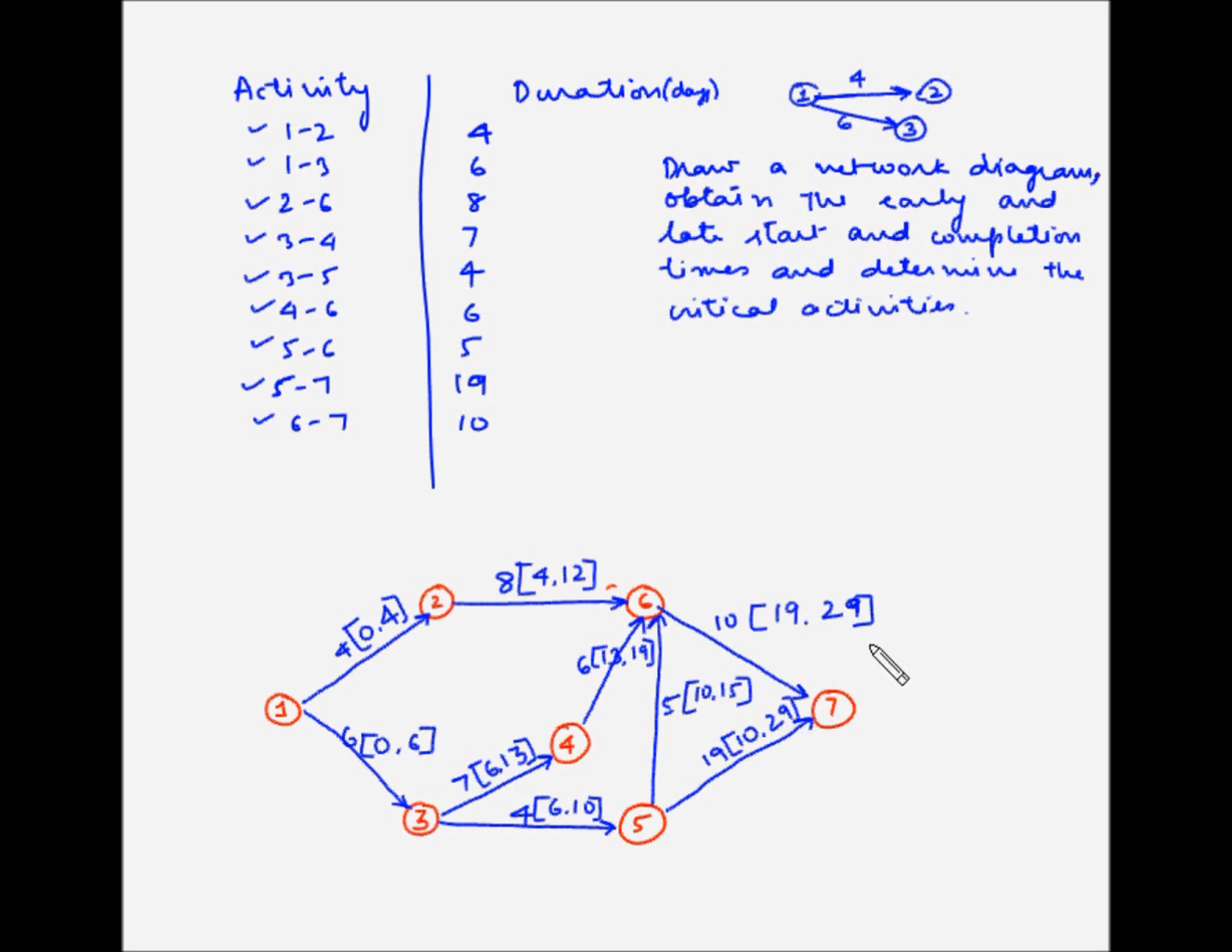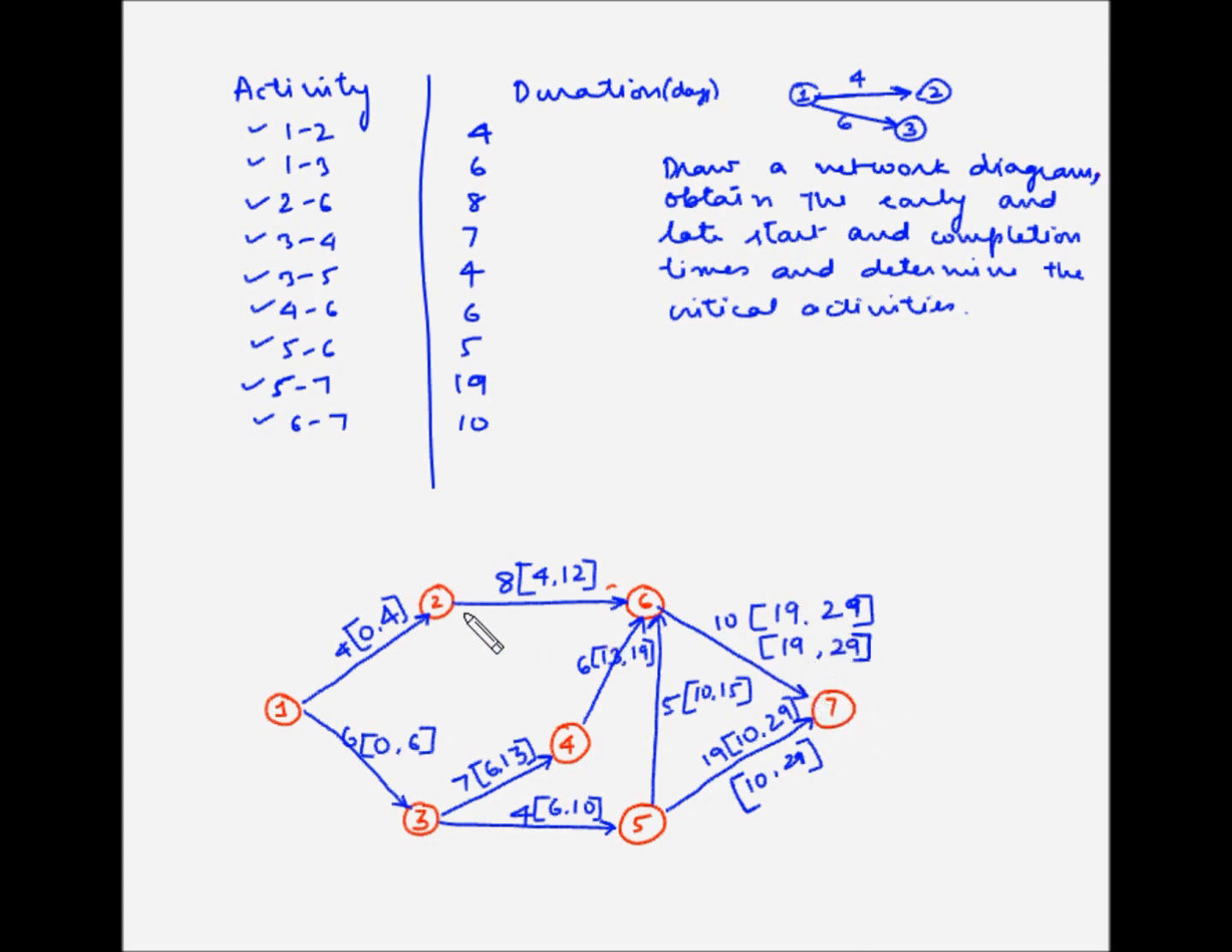So let's start from activity 6-7. So the latest finish time is 29, and 29 minus 10, which is 19, becomes the latest start time for this activity. Similarly for activity 5-7, the latest finish time is 29, and 29 minus 19, because this activity will take 19 days. So 29 minus 19 is 10. So 10 becomes the latest start time for activity 5-7.